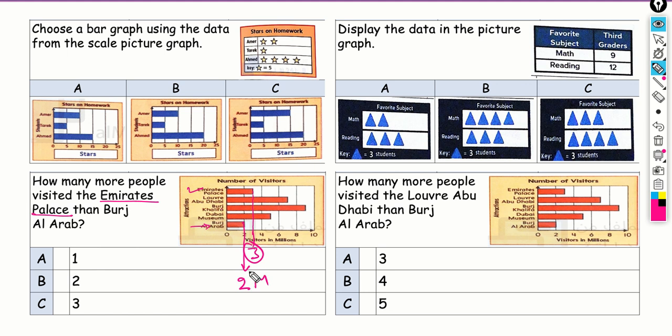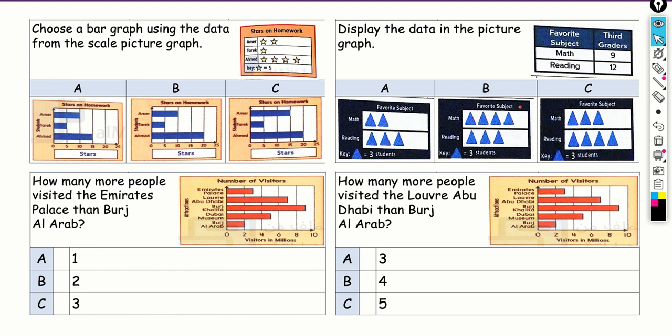That's 2 million visitors. So which one is more, 2 million or 3 million? But is this the question? If you give 2 or 3 as the answer, you will get it wrong. It is asking how many more. So this is 2 million, this is 3 million. So what is the difference? 1 million. Okay, so try these questions.